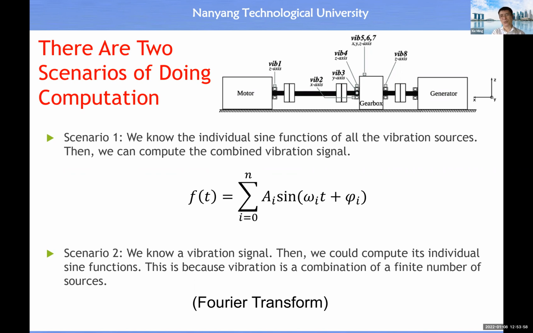In this case, the solution should be straightforward because we treat each individual vibration source as an ideal vibration. Then we use a sine function to represent it. Then we have multiple sine functions. Then we just add them together by applying this sum of sine functions, right? Then the second scenario corresponds to the case where, for whatever reason, someone gives you a vibration signal, then how to discover the individual sine functions?